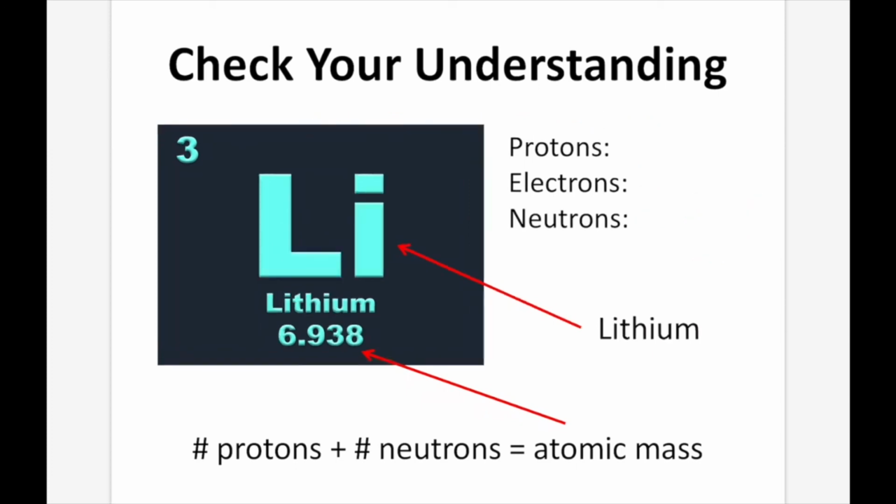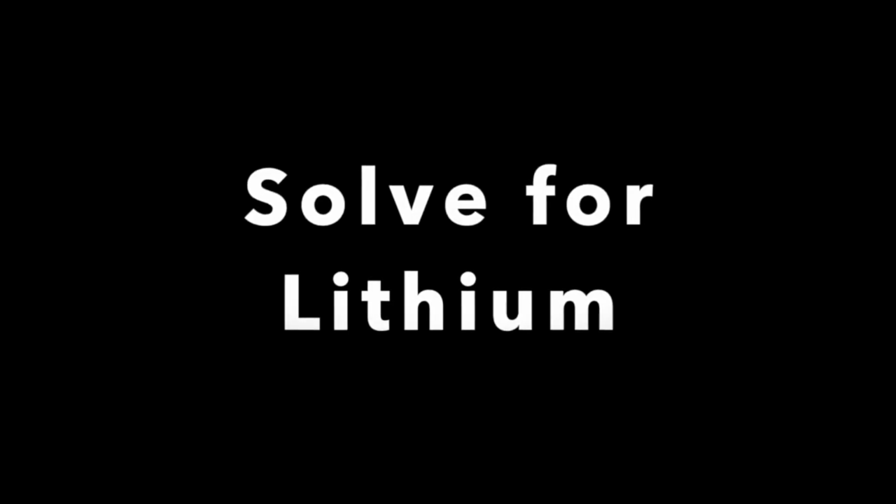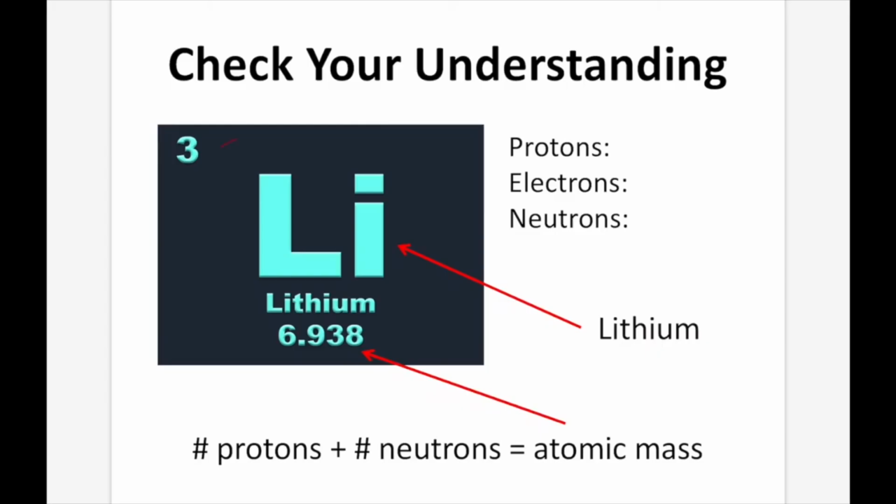Check your understanding. Pause the video and find out the number of protons, electrons, and neutrons for lithium. The number of protons is going to equal the atomic number, which is 3. The number of electrons is going to equal the number of protons, which is 3. And the number of neutrons is going to equal the mass, which rounded up is going to be 7. We round it up because 6.9 rounds up to 7. Minus 3 equals 4. So that's lithium.